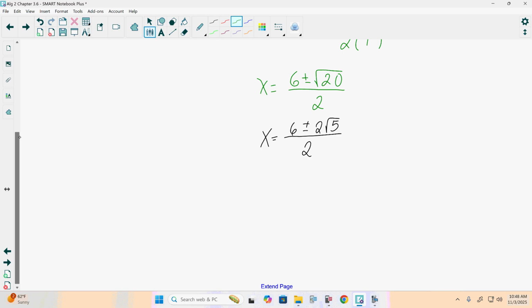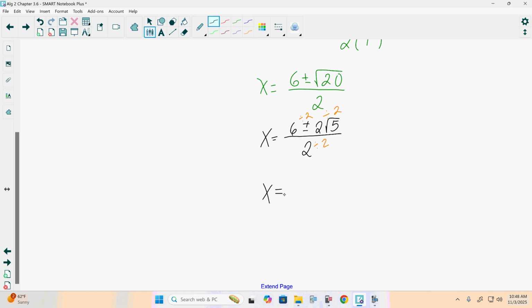So we simplified the radical. Now we just need to see if we can simplify the entire fraction. If the three numbers, 6, 2 square root of 5, and 2, all have a common factor, we need to reduce it out. Now 6, 2, and 2 all have a common factor of 2. We went through Friday how we would reduce that. The simpler way is that we just divide each of these terms by the common factor.